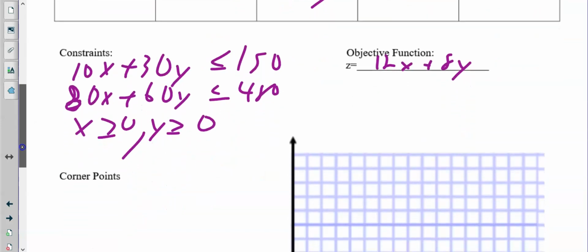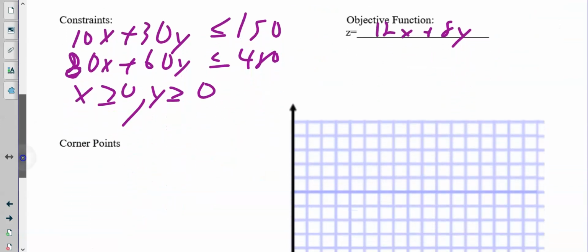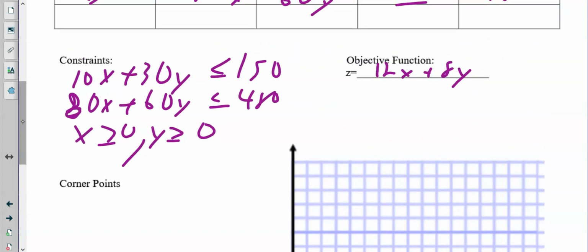I'm going to do the cover-up method. If I cover up 10x, y is 5. Again, I don't know what happened to my line here. So y is 5. 1, 2, 3, 4, 5. And if I cover up the 30, x is 15. 1, 2, 3, 4, 5, 6, 7, 8, 9, 10, 11, 12, 13, 14, 15. I want to do a straight edge, but I'm also going down 5, right 15.